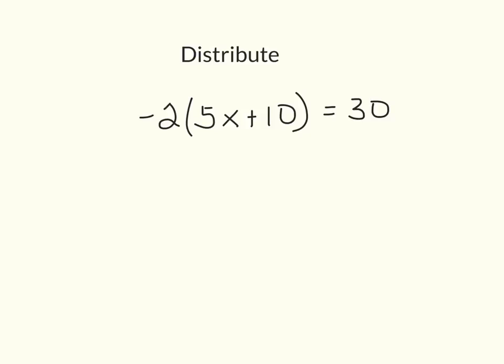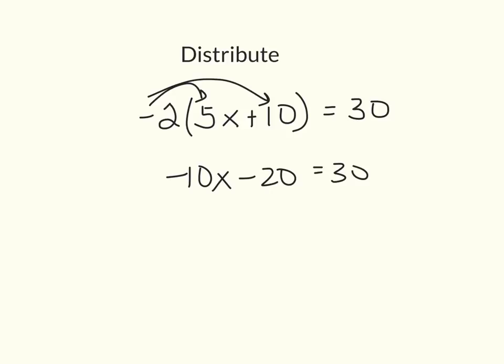All right, I've got minus 2 groups of 5x plus 10. I'm going to multiply the entire group by minus 2, everything inside the parentheses. Negative 2 times 5x is negative 10x. Negative 2 times positive 10 is negative 20, and that's going to equal 30. And from there, this is a very simple problem.